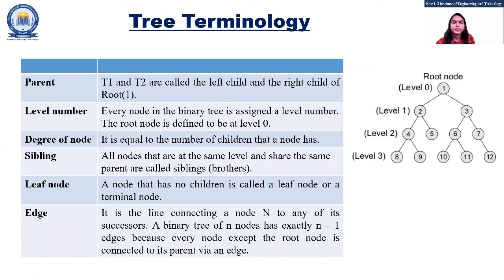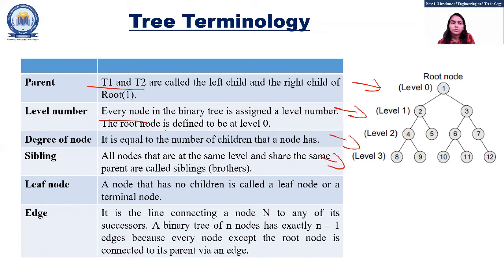Now with respect to binary trees, let us have some other terminologies. What is a parent? If there is a root node and there are 2 subtrees T1 and T2, we can say T1 and T2 are called the children, and the root is the parent. Level number, right? The root starts from level 0 and then the children follow the other levels. If this is level 0, the children are at level 1, their children are at level 2, and so on.